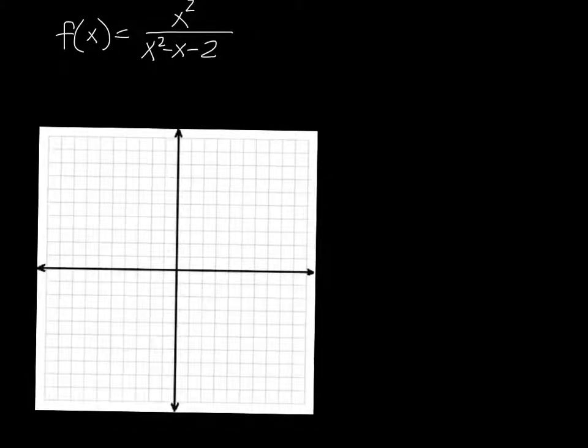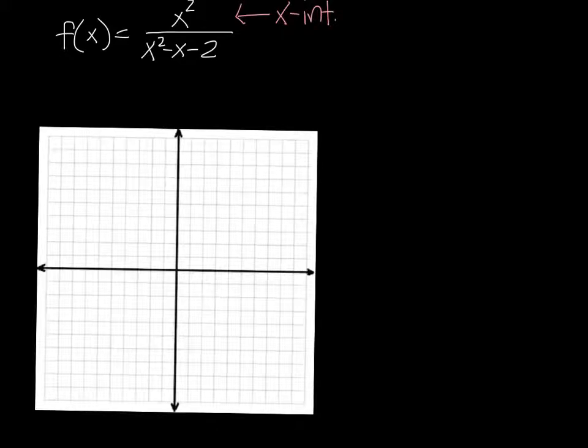Okay, so now we're going to do an example of graphing a rational function. You can see our function up top is x squared divided by x squared minus x minus 2. So the first step is to find x-intercepts, and in order to do that, we use the numerator. So our x-intercept is going to be what makes the numerator 0.